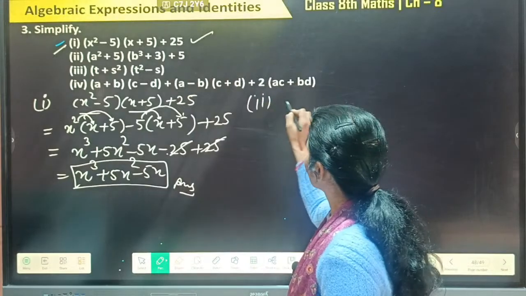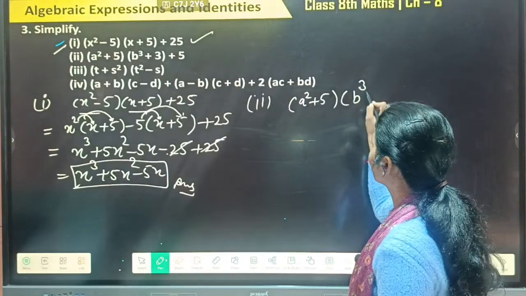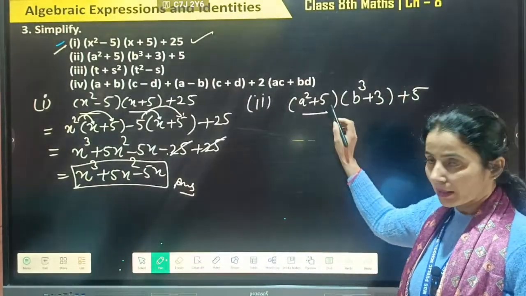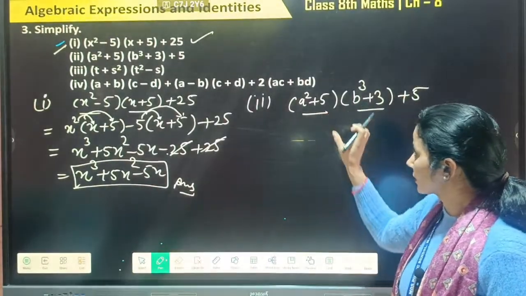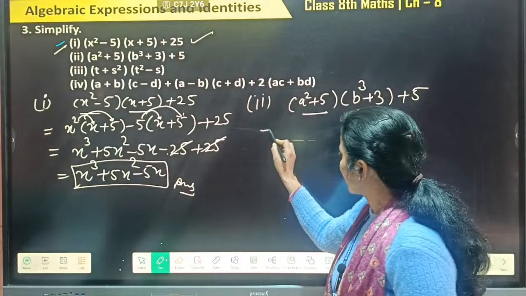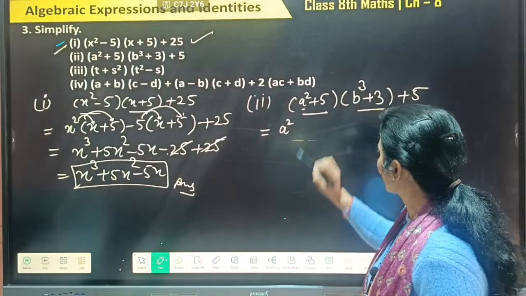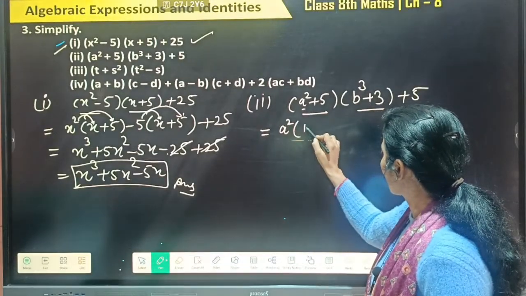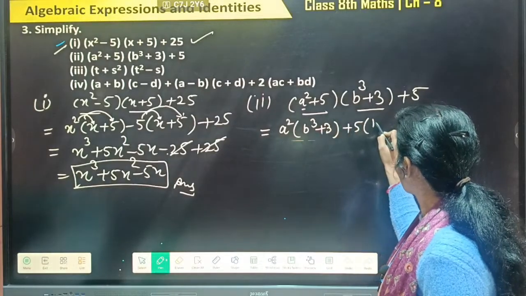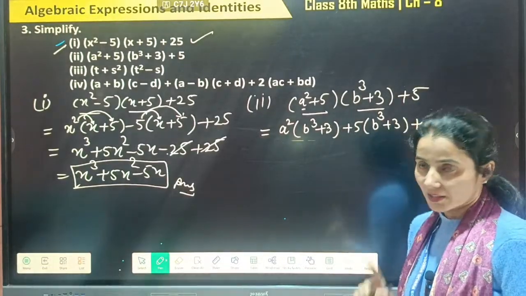Now second part. What is second part? This is (a² + 5)(b³ + 3) + 5. There are also, this is one binomial and second binomial. These two binomials I have to multiply. After multiplication, I will add 5. Let us multiply. How we can multiply these two binomials? The first term of the first binomial, a², must be multiplied with this complete binomial. Then this 5 I will multiply with this complete binomial. And this 5 will be as it is.